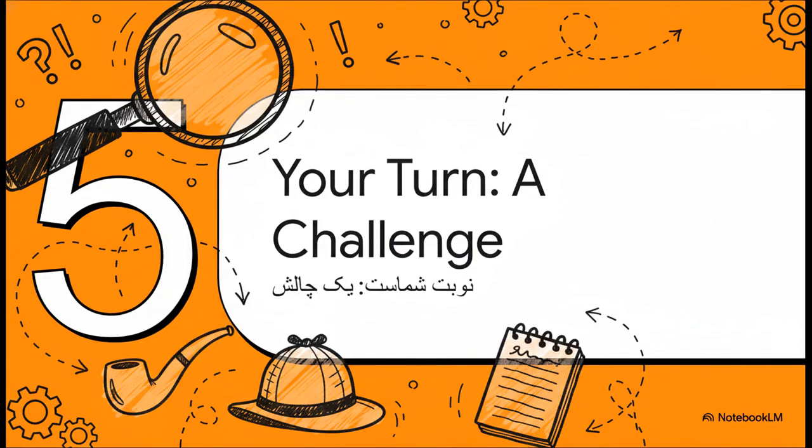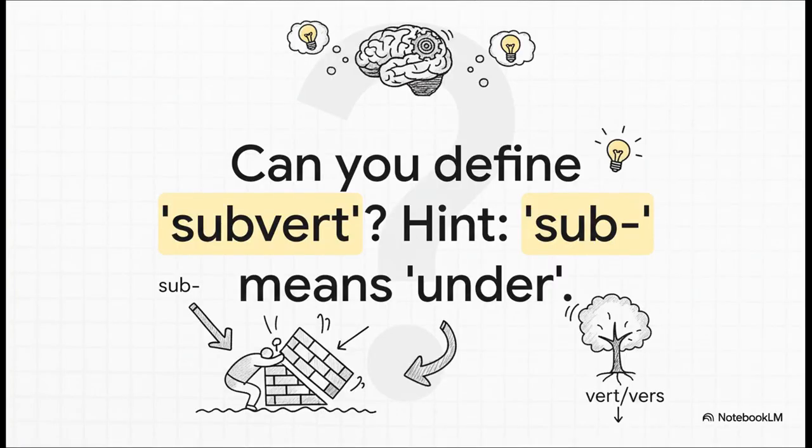Okay, so now you've got the tools, you know the secret. So it's your turn to be the detective. I've got one final challenge for you. Here's the word subvert. Based on everything we've just talked about, can you figure out what it means? I'll even give you a hint. That prefix sub means under. So what do you think it means to turn from under? Give it some thought. This is how you really start to build a vocabulary that sticks.